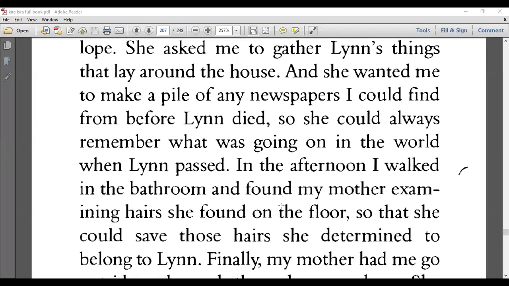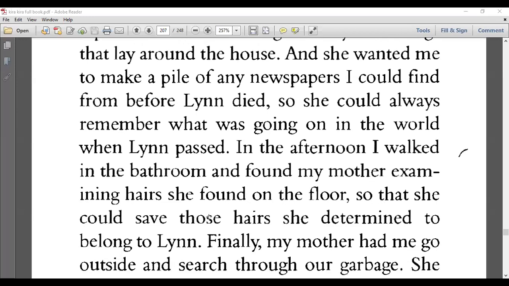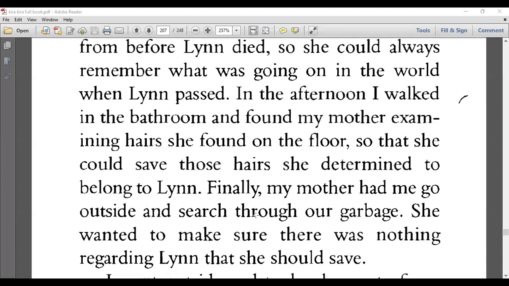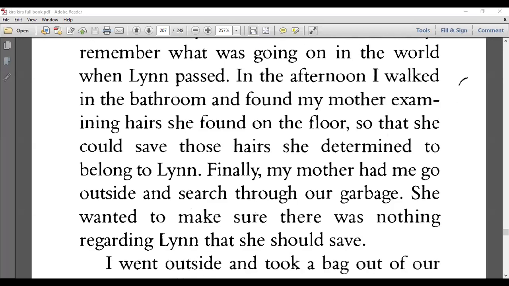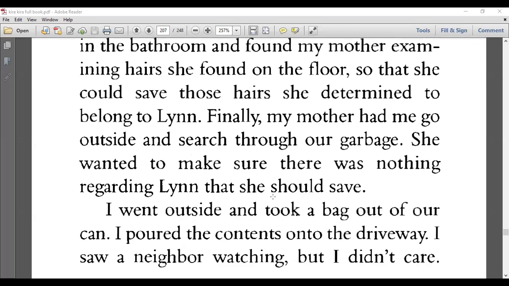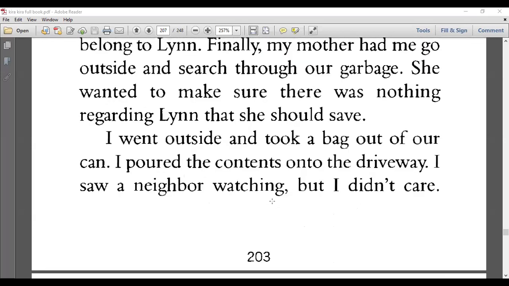In the afternoon, I walked in the bathroom and found my mother examining hairs she found on the floor, so that she could save those hairs she determined to belong to Lynn. Finally, my mother had me go outside and search through our garbage. She wanted to make sure that there was nothing regarding Lynn that she should save. Again, here we see the family's emotional bond that holds them with Lynn. They want to hold on to everything that Lynn might have touched or liked or might have even belonged to Lynn.